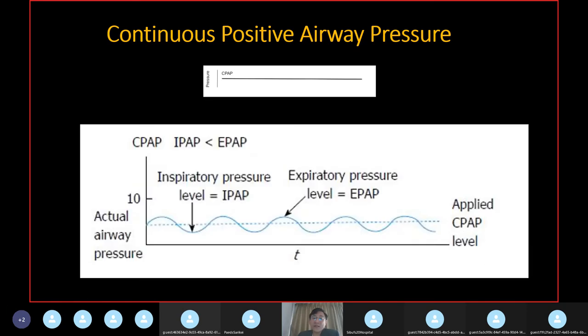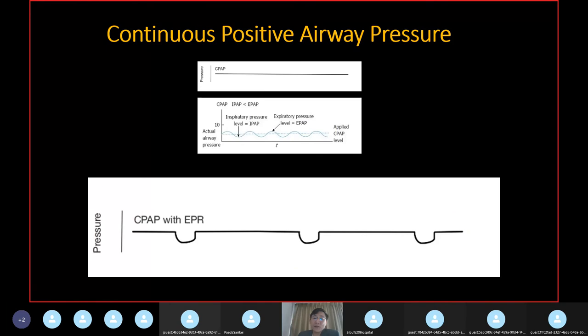So with advanced technology, people started to think of a mechanism whereby during exhalation, the machine will sense that the patient has exhaled, and reduce the pressure from the CPAP. This is called expiratory pressure release. This is a new technology that later on you can look into in the V60, which comes with these special features that increase the comfort of the patient.